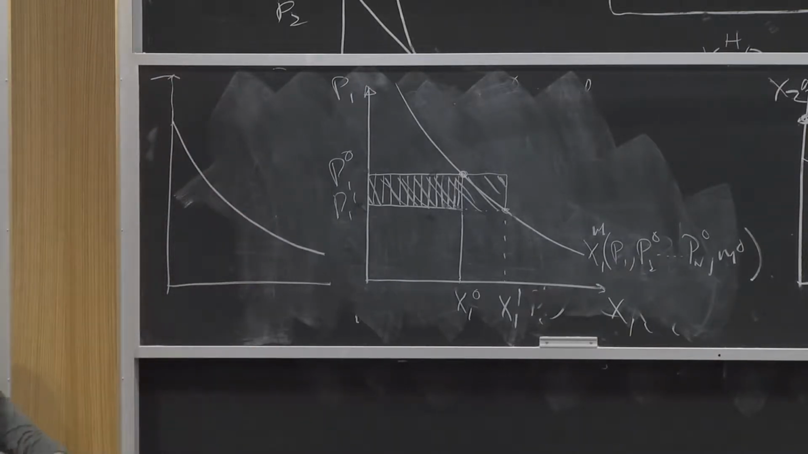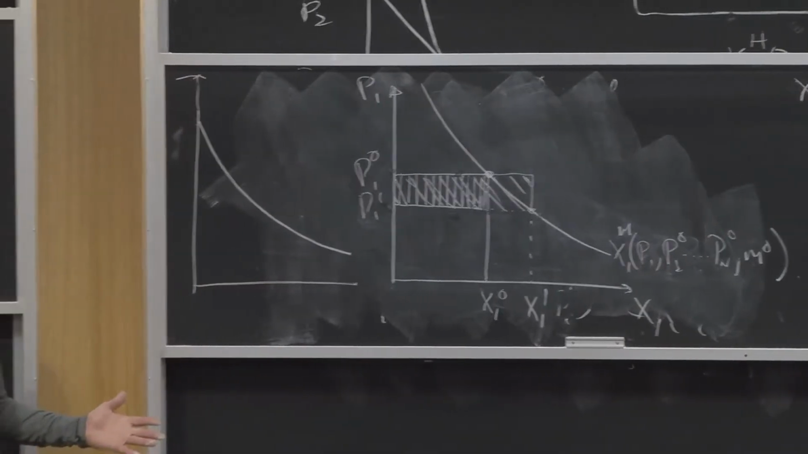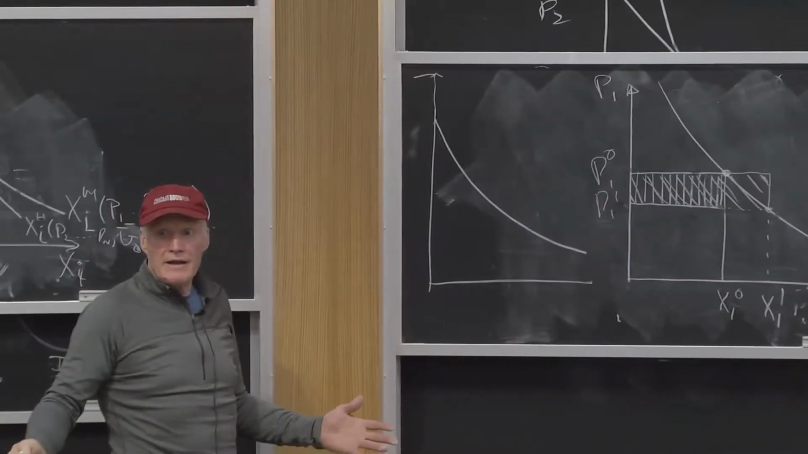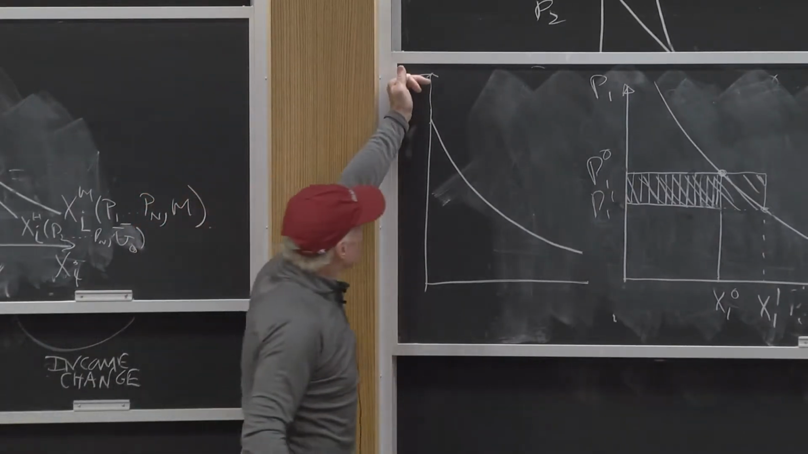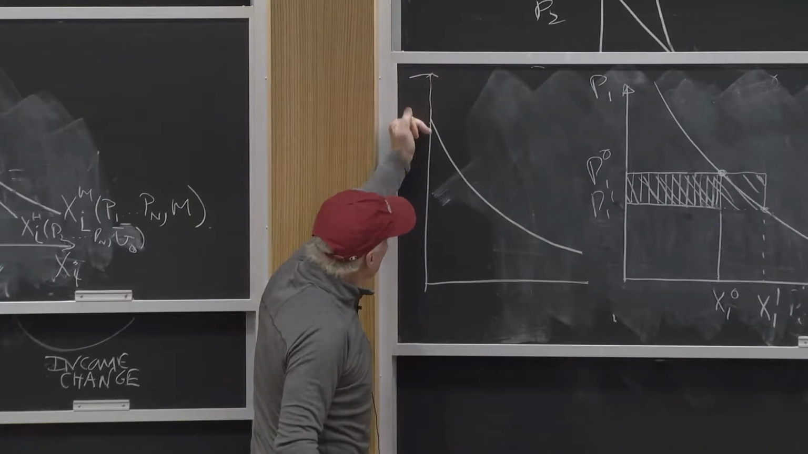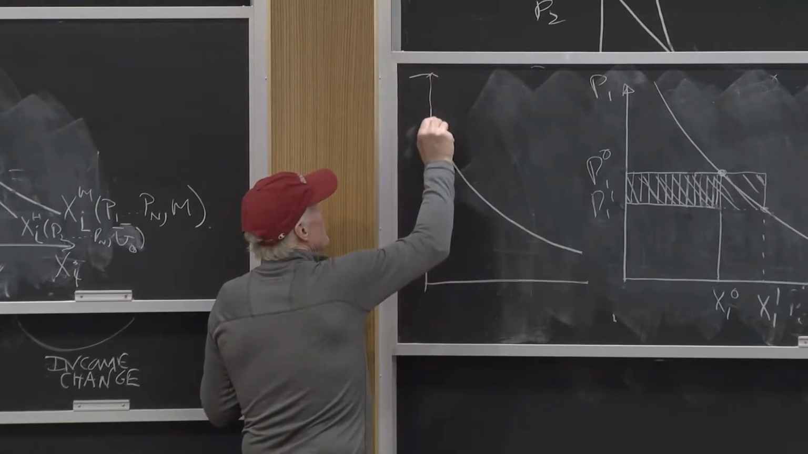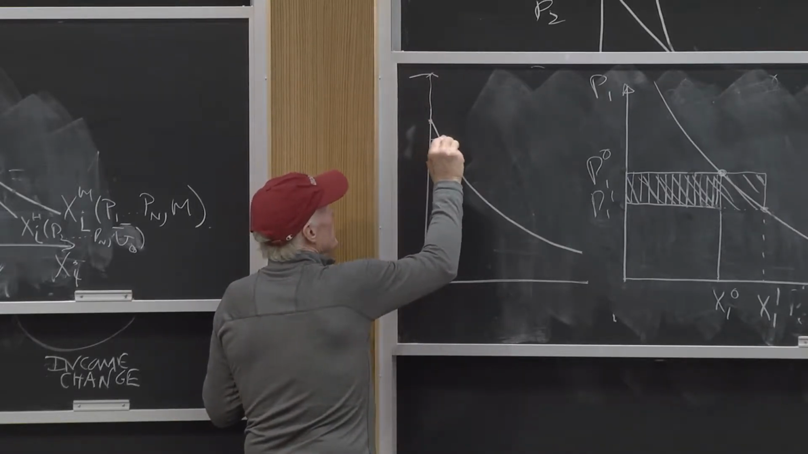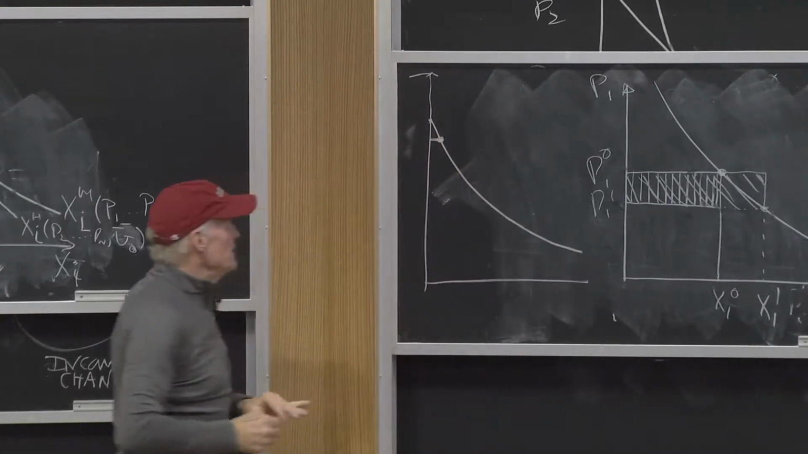Effectively, the price is up here. It doesn't have to be infinite. It's just higher than you'd be willing to pay. You don't buy any of it. And then as the price comes down, eventually you're going to start consuming this good. And when you first start consuming the good, you start consuming it here.